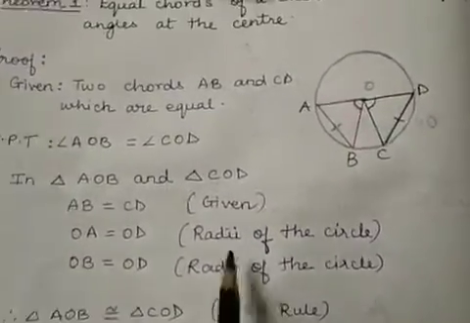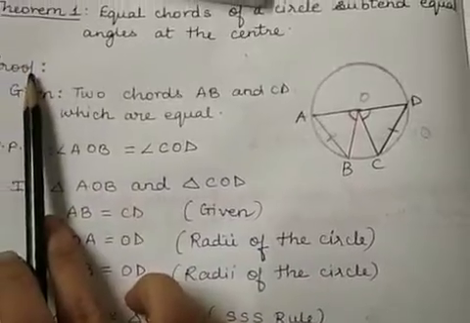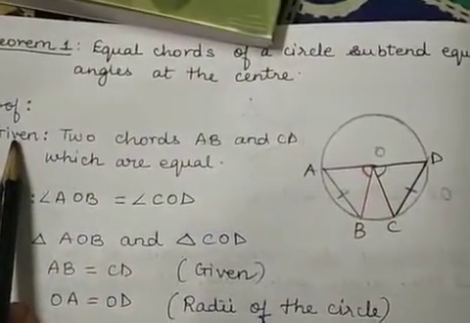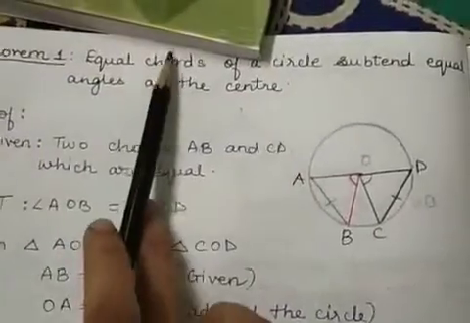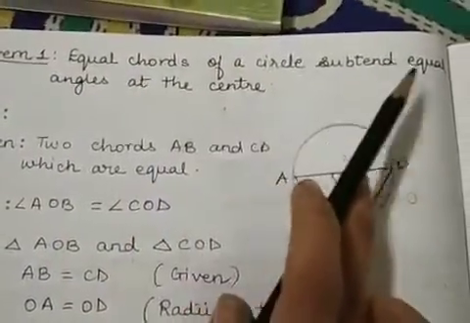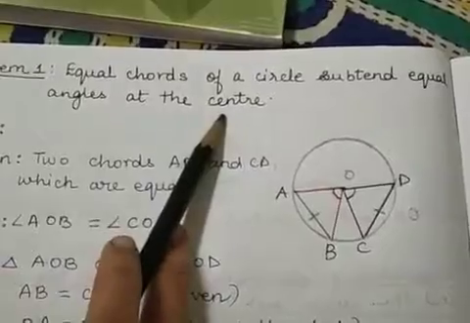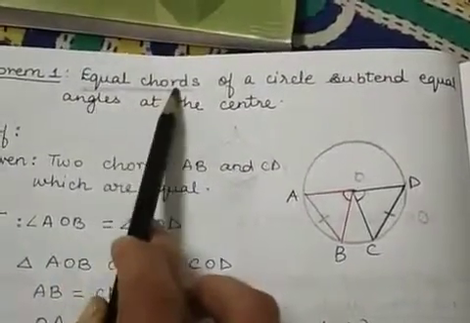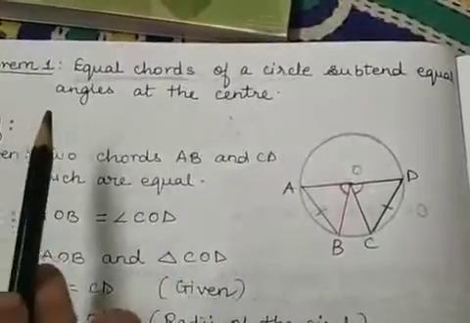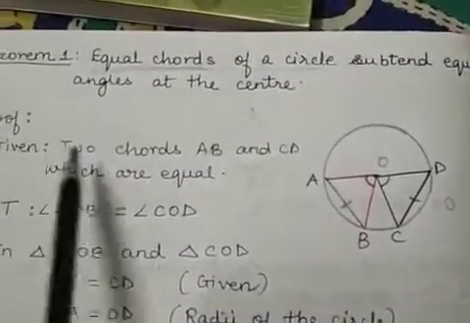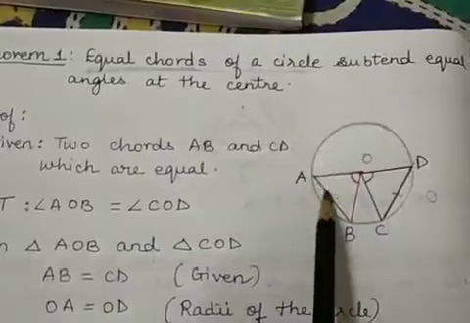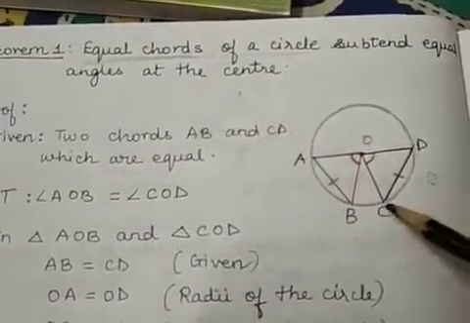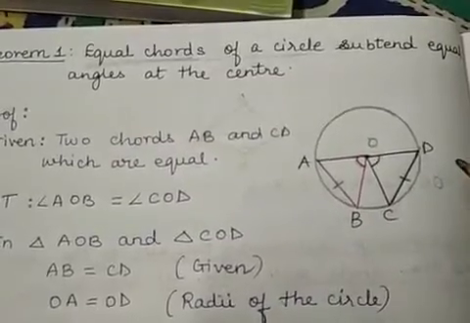Now let us try to prove this theorem. When you write the proof, first you have to start with what is given to you. The theorem is: equal chords of a circle subtend equal angles. This is what you have to prove. So you are given that the chords of the circle are equal. Which are the two chords? AB and CD. So two chords AB and CD are equal to each other.